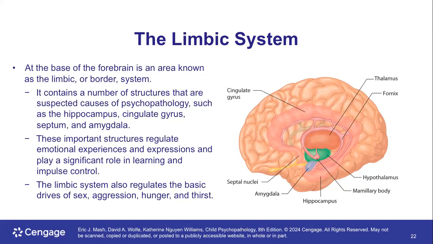The amygdala is responsible for fear, rage, and aggression, another important structure in the limbic system. The hippocampus is responsible for learning and memory, and so forth. So the limbic system, it's kind of our emotion-based system and learning and memory.